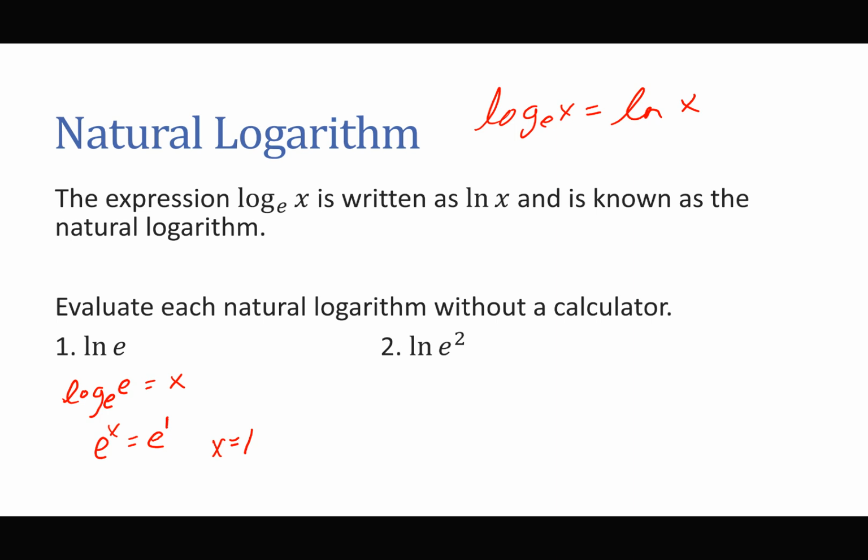If I wanted to think of natural log of e squared equals some x value, well, this would be, again, log base e of e squared equals x. So in exponential form, this would be e to the x equals e squared. The only way these are equivalent is if the exponents are the same. So this one, x has to be 2.